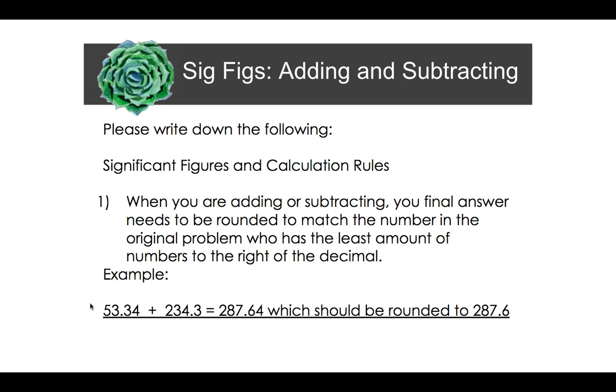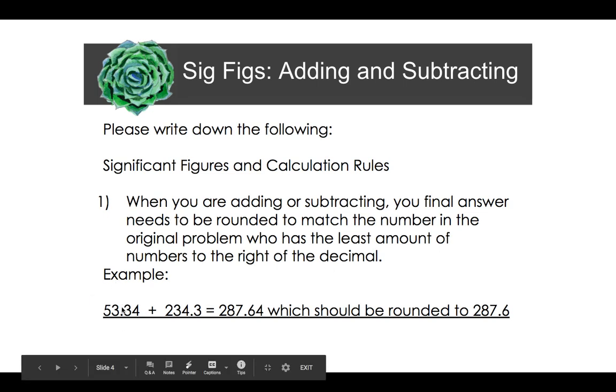Well, in my original example, I have 2 numbers past the decimal in 53.34, and I have 1 number past the decimal in 234.3. So 2 numbers is bigger than 1, meaning I'm going to go off of this number to round my answer finally down to 287.6.